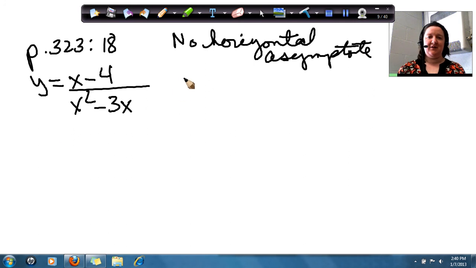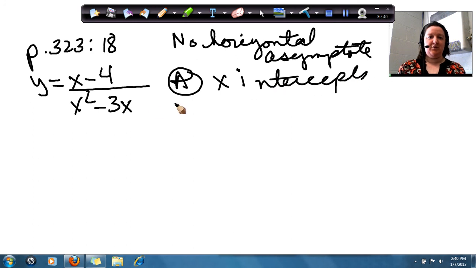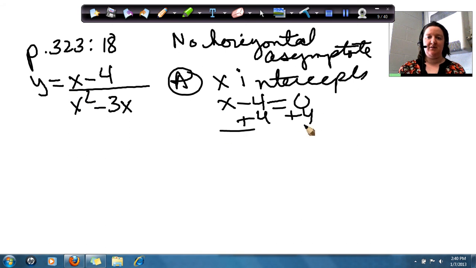Let's find our x-intercepts. So we're going to take what's on the top and make it equal to 0. We're going to add 4 to both sides. So we get x equal to 4.